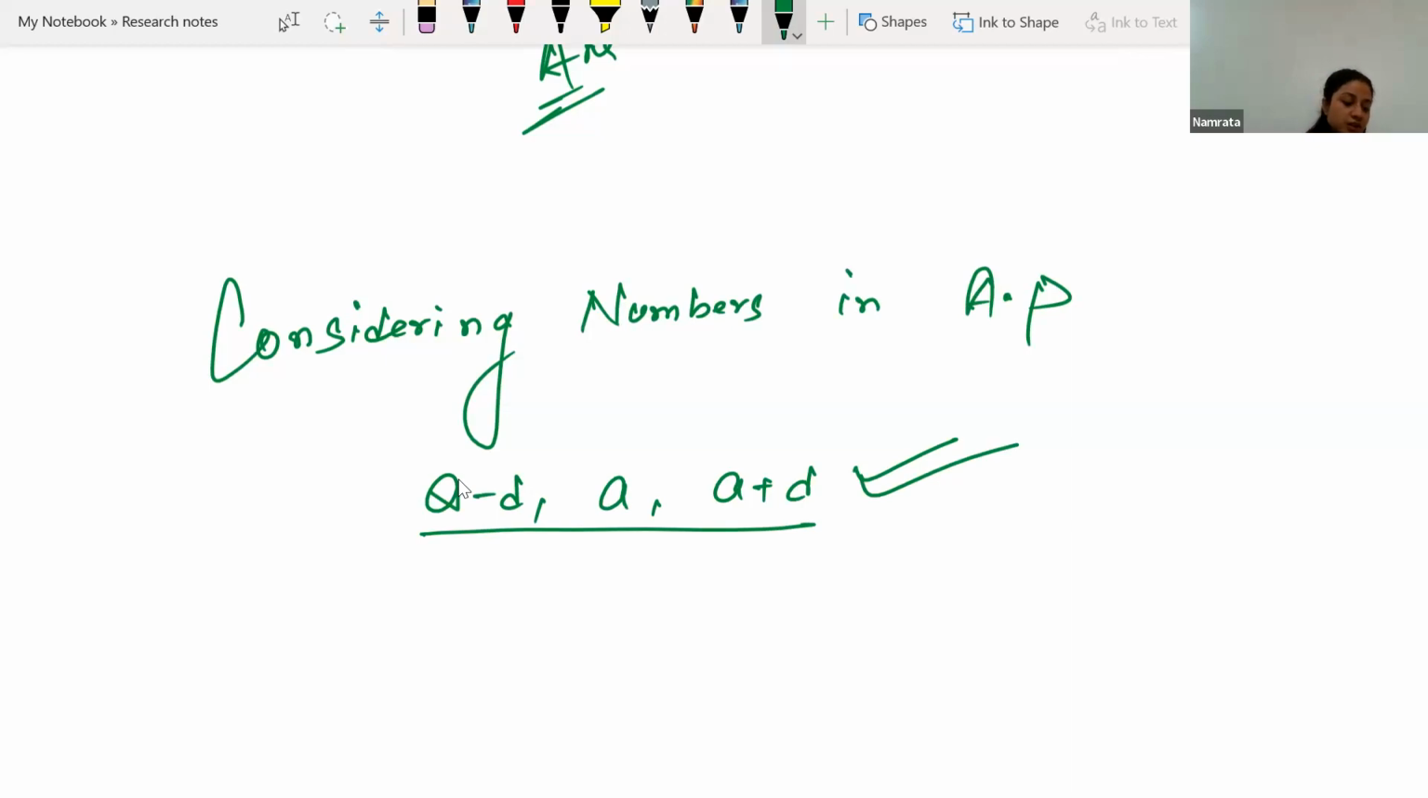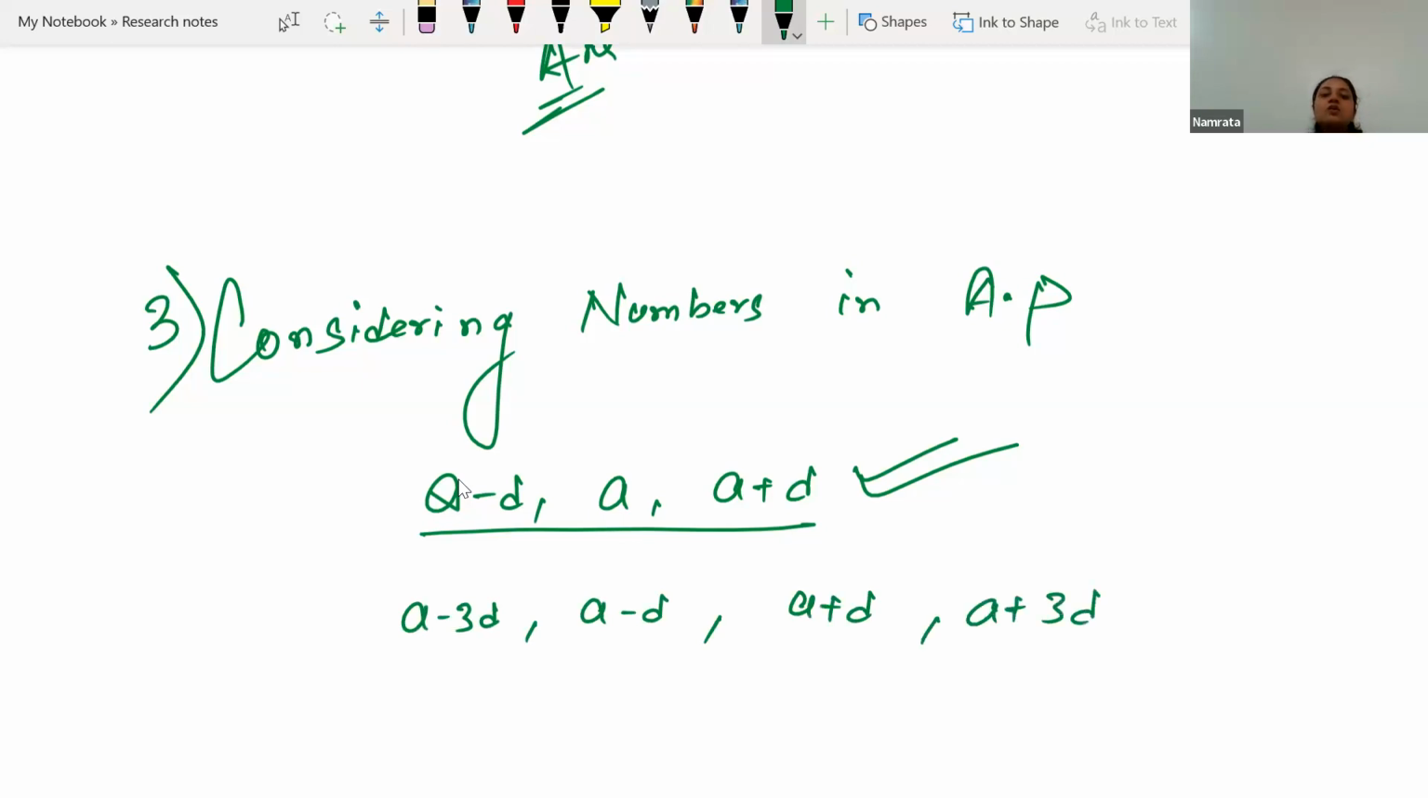So this is also one of the property number 3. If you have to take four terms, then we will be taking A minus 3D, then A minus D, then A plus D, then A plus 3D. This is how we choose four such numbers which are in AP. Here you can check the common difference. We have kept it properly and it's same for all the terms.